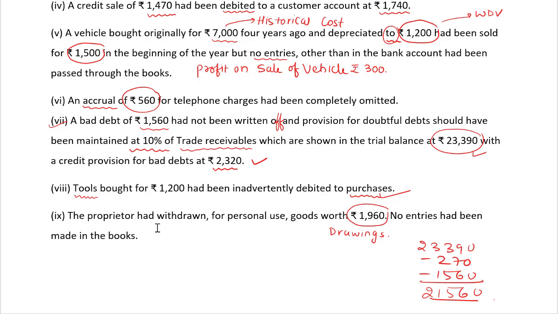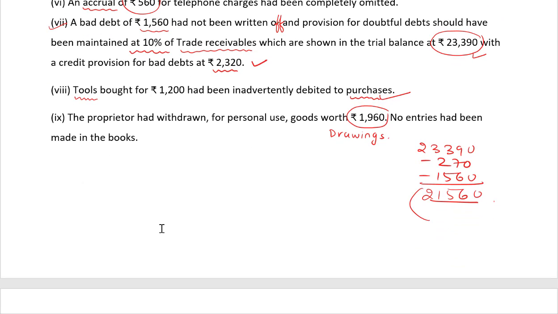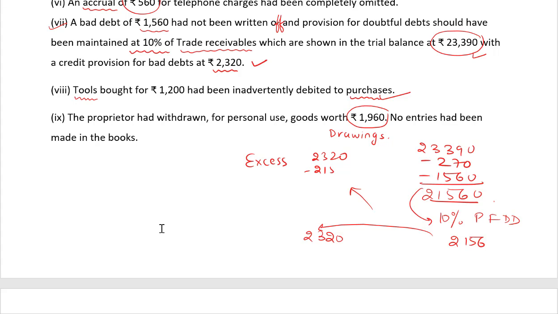On 21560, we need to maintain a 10% provision for doubtful debts. That is 2156. In reality, we have maintained 2320. So we need to maintain 2156, but we have maintained more, an excess. That means 2320 minus 2156, excess is 164. And accordingly, we will pass the entry.